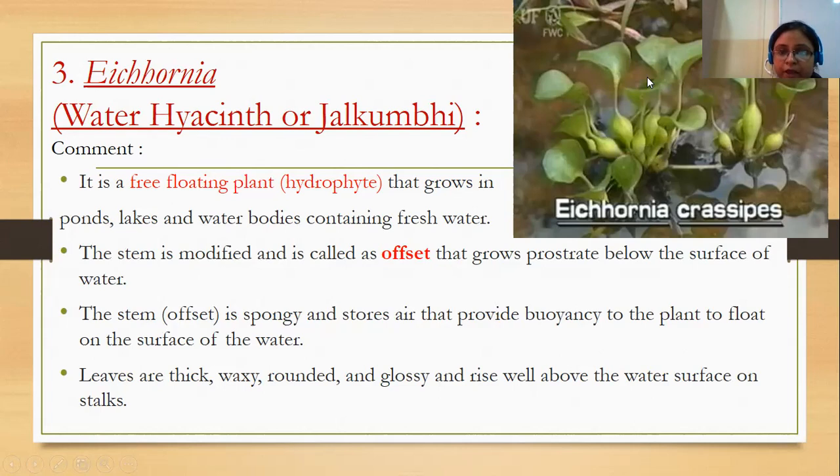Fine. Why are these leaves thick? The thing is that this plant is a free floating plant. So in order to prevent the wetting of this plant, these leaves are thickly coated with a wax coating. And when a thick layer of wax is present on it, they become glossy in nature. They simply shine when the sunlight strikes them. They look glossy in their appearance.